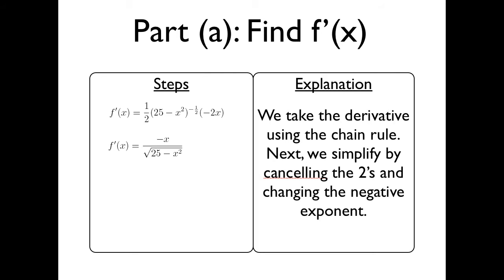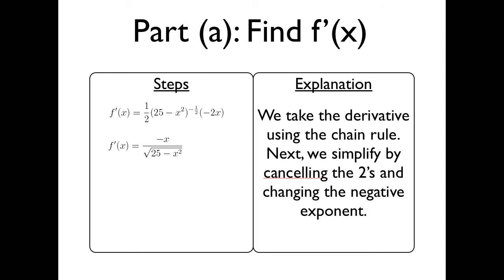The second line is just simplifying that derivative. Now you don't have to do that on the free response question. The first line would give you full credit. However, it's a good idea to get in the habit of simplifying because you need to for all the multiple choice questions. When we simplify, the 2's cancel and we're left with negative x in the numerator, and we write that negative exponent as a positive one in the denominator. So we have square root of 25 minus x squared in the denominator. Now, originally the function is only defined on negative 5 to 5, so ideally we include that part as well.